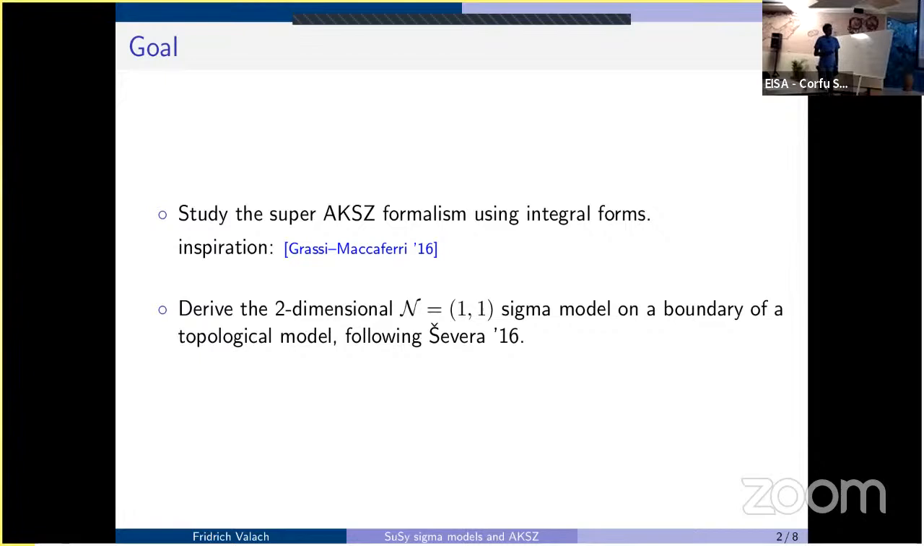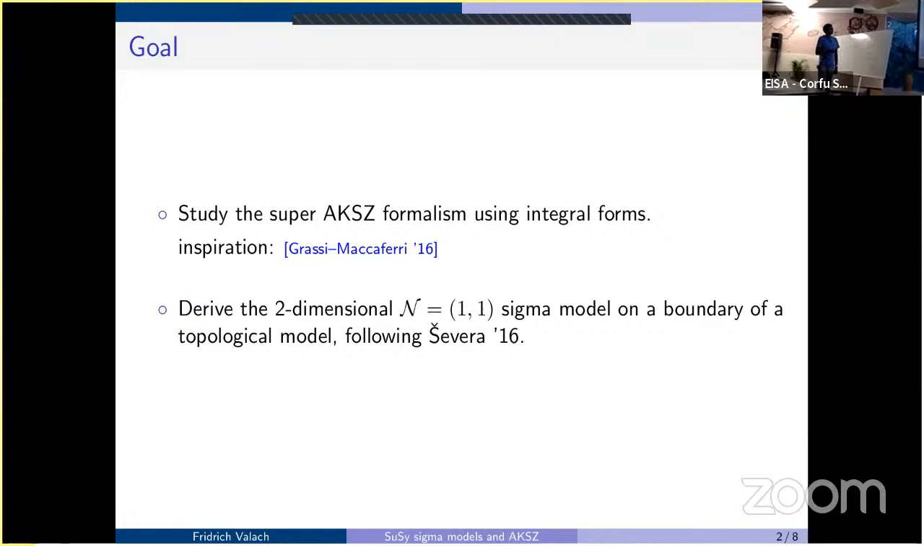And although there are more aspects to this work, what I decided to present is how to derive the 1,1 supersymmetric string sigma model on the boundary of a three-dimensional topological theory, following a similar construction by Pavel Chevra in 2016, where he did it in the bosonic case. I think it's a cute little calculation, so it might be nice to present. So first, let me start with a brief intro.